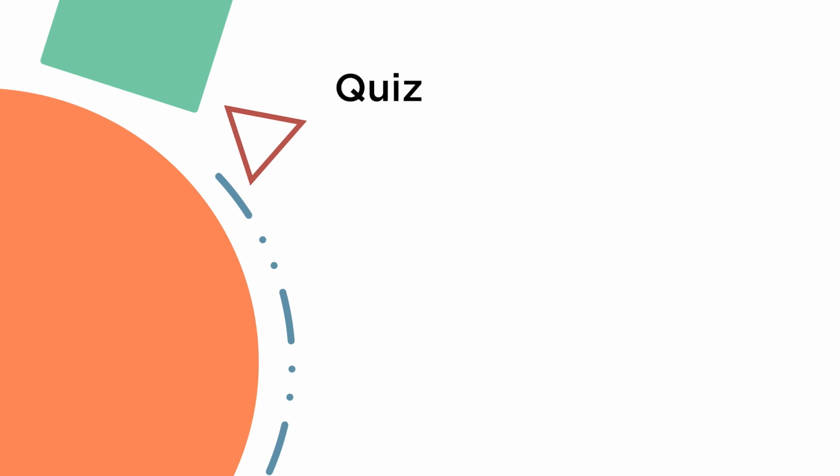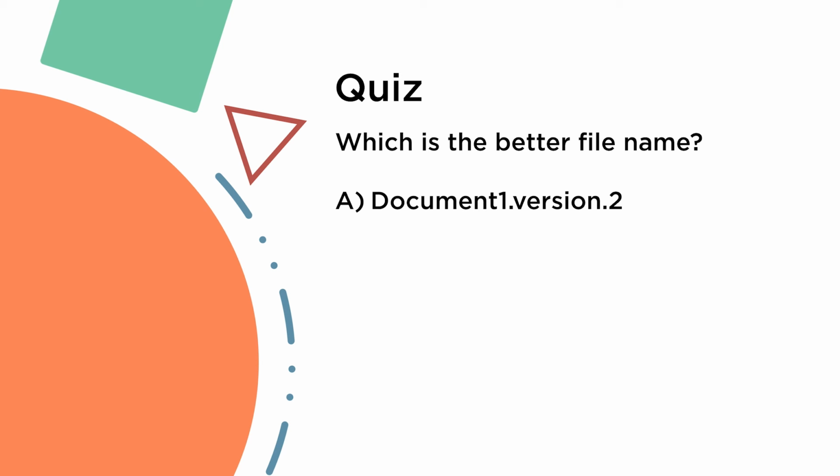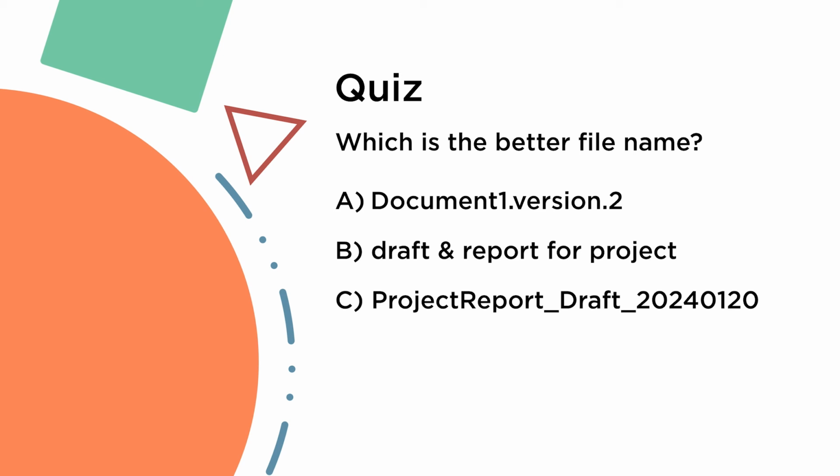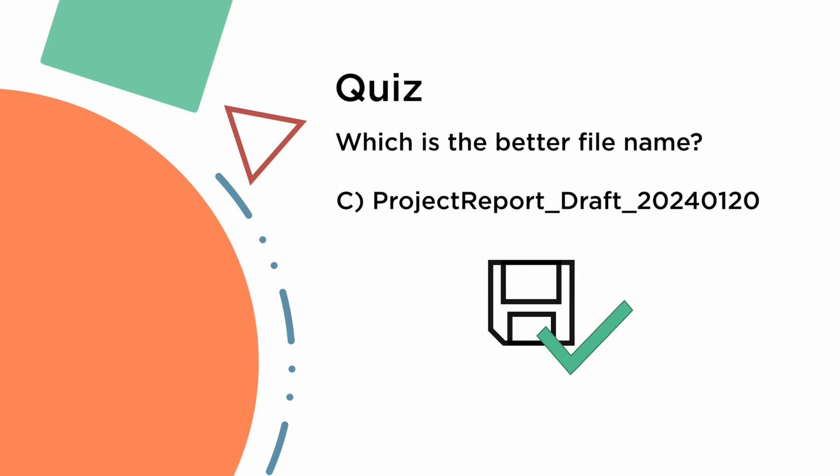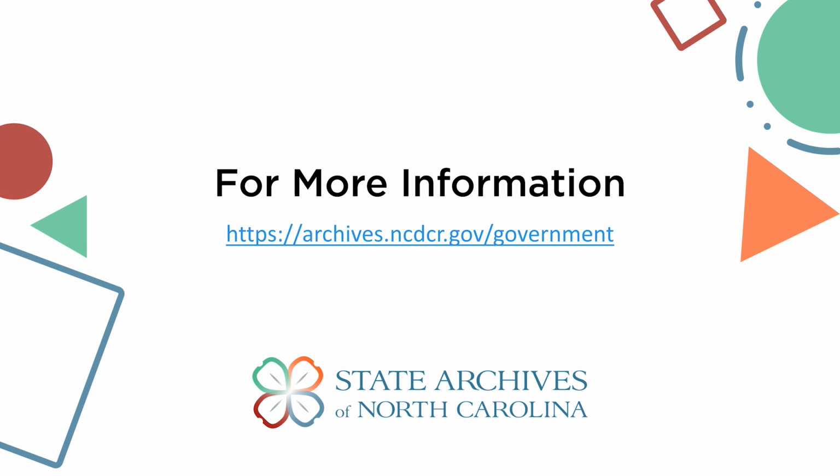Next question. You are saving a drafted project report. Which is the better file name? Is it A, B, or C? The third option checks all the boxes of what we want in a good file name. We can tell what the content of the document is just from the name, and that it is a draft dated January 20th, 2024. And that's it for this module.